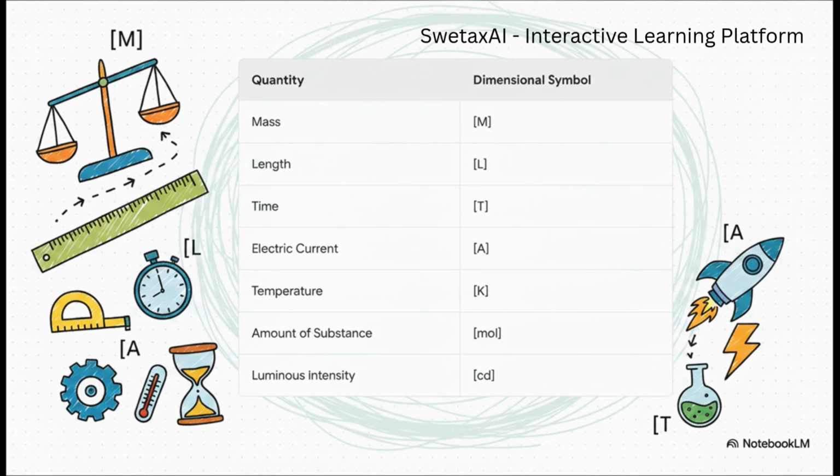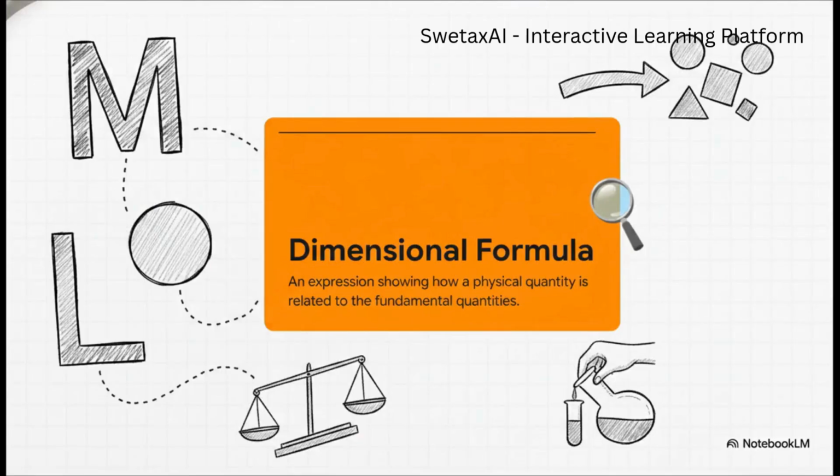But here's the good news. For most of mechanics, and for 99% of what you're going to face in an exam like the JEE, you really only need to care about the big 3. Mass, which we note as M, length, which is L, and time, which is T. Everything else is just a combination of these 3. So when we write out that recipe for any quantity using these M, L, and T symbols, we call it a dimensional formula.